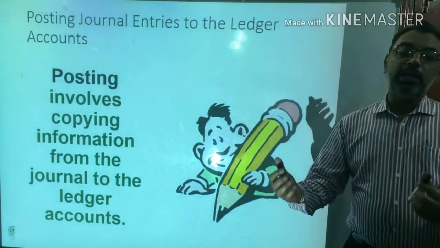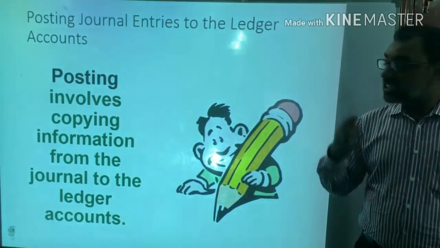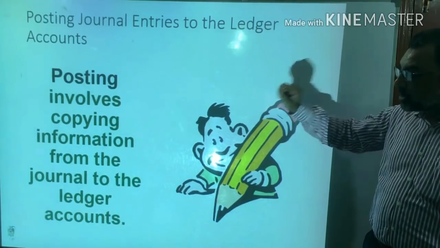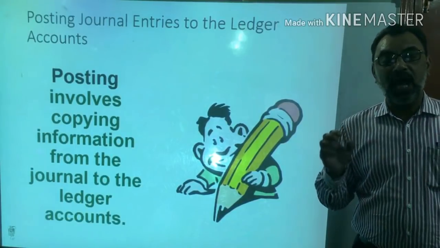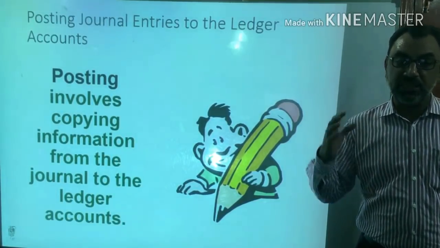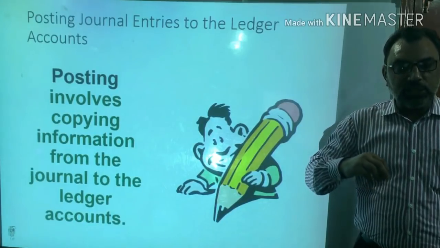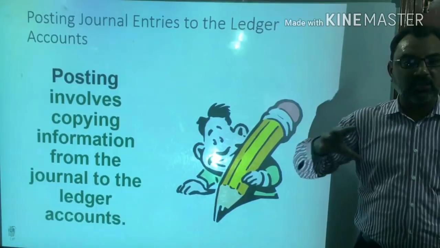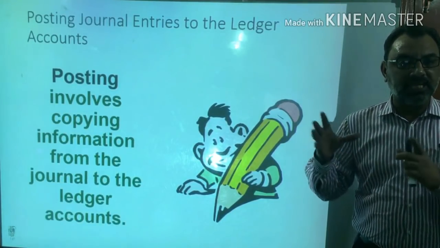And when you are going to bring the journal entry into the ledger accounts, it's a simple procedure. Posting involves copying information from the journal to the ledger accounts. It's a very simple thing, that if you have the journal entries in sequence, you can pick all those entries chronologically. The journal is a chronological day-by-day record of the business transactions at convenient intervals.